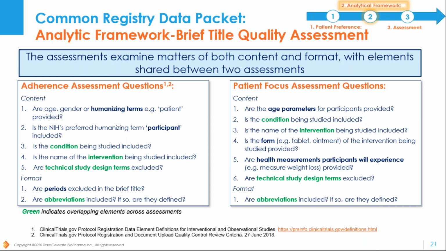So here we can see an example of our analytical framework on the brief title. It's quite busy, and I'm not going to go through the entire slide. I just want to make it clear that on the left-hand side, these questions under the adherence assessment questions are the NIH guidance that we took and were able to turn into this analytical framework. And then on the right-hand side, you can see the questions that came from the patient surveys and our patient advisory boards, which are slightly different. There are some questions you'll notice that are the same across both the NIH requirements and the patient preferences, and these are highlighted in green, but there are also unique elements to either. So there are differences between what the NIH requires and what patients want. An example on the right would be the top question of, are the age parameters for participants provided? Because patients told us they really want to find out as quickly as possible if they would be eligible, or if it's possible that they could start screening for a trial.